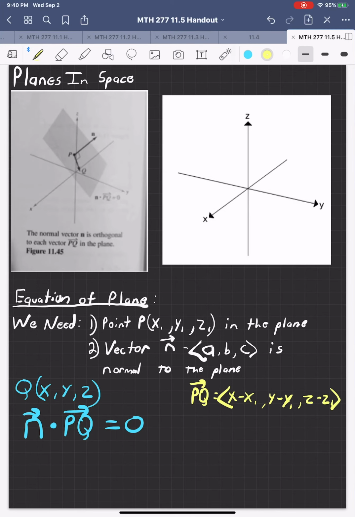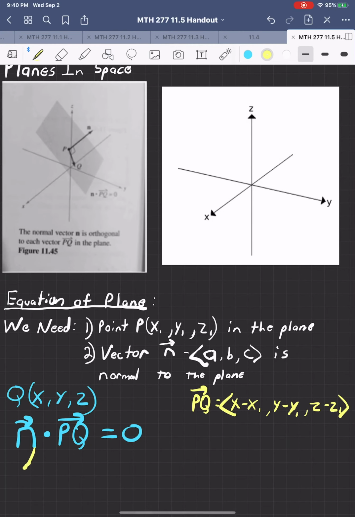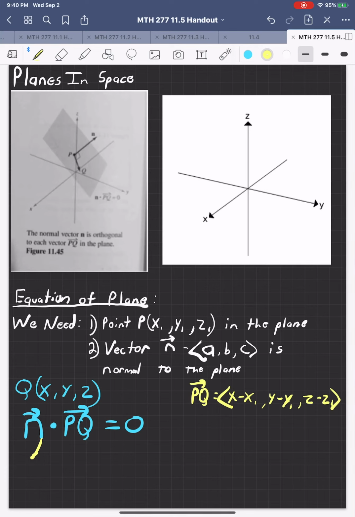My hands are too big for the stylus. That's what keeps happening here. A, B, C. Let's dot that with this P to Q.